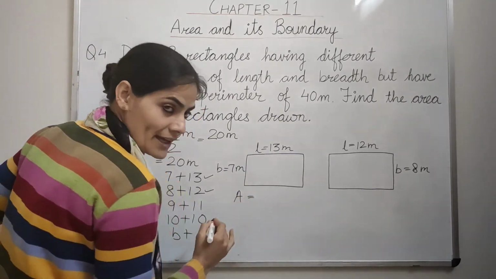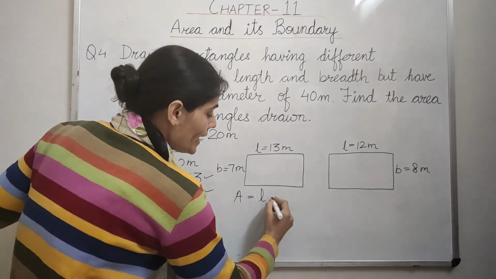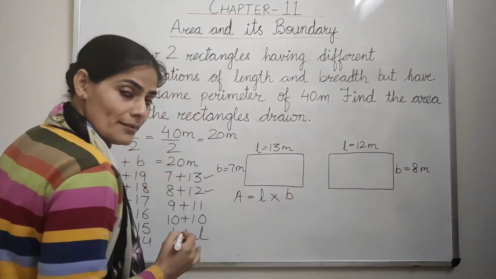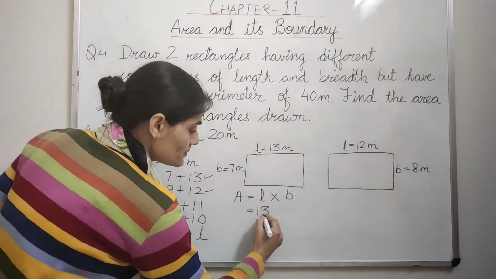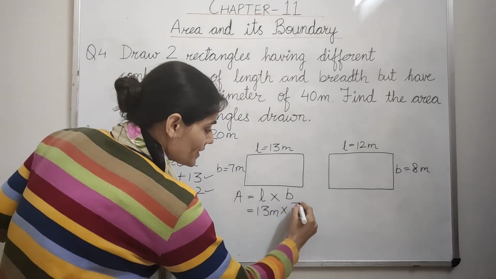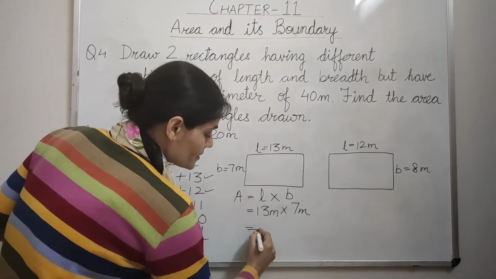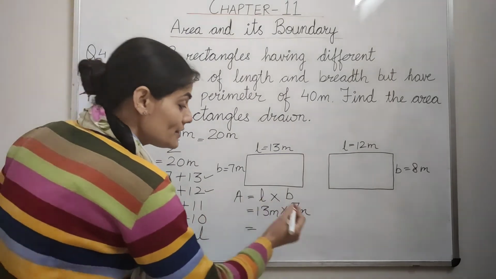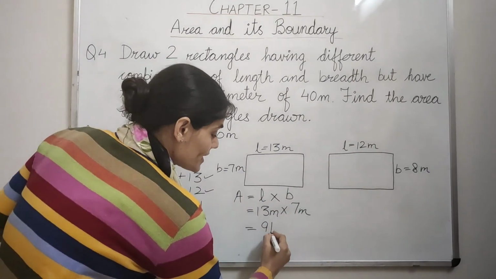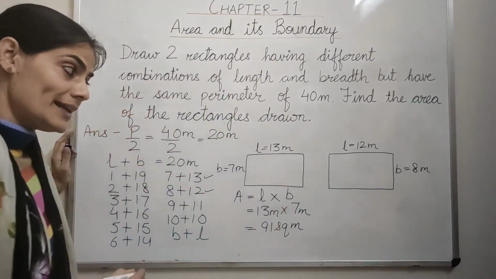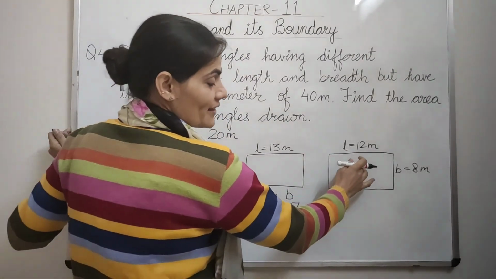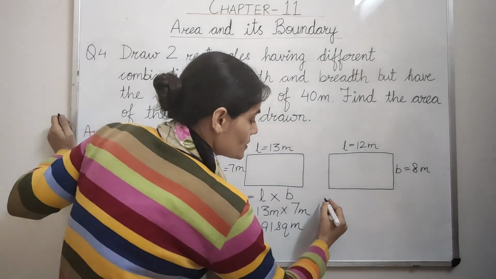Area of a rectangle is equal to length multiplied by breadth. So let's put the value. It's 13 meters multiplied by 7 meters. You all know 13 sevens are 91 square meters. Clear? Similarly, we'll find the area of this rectangle also.